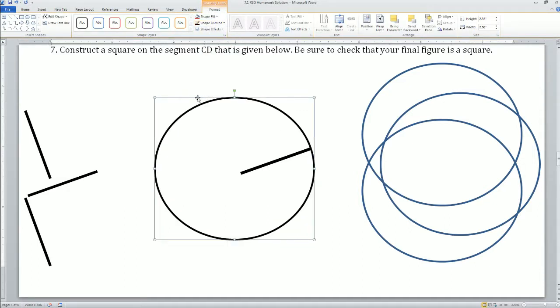Good. So this is the radius of the black line. From here, I can also see that there is another radius. Boom.